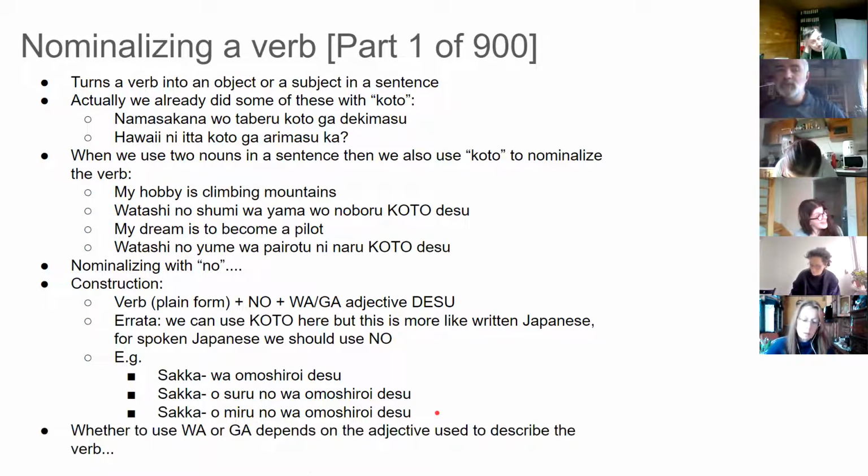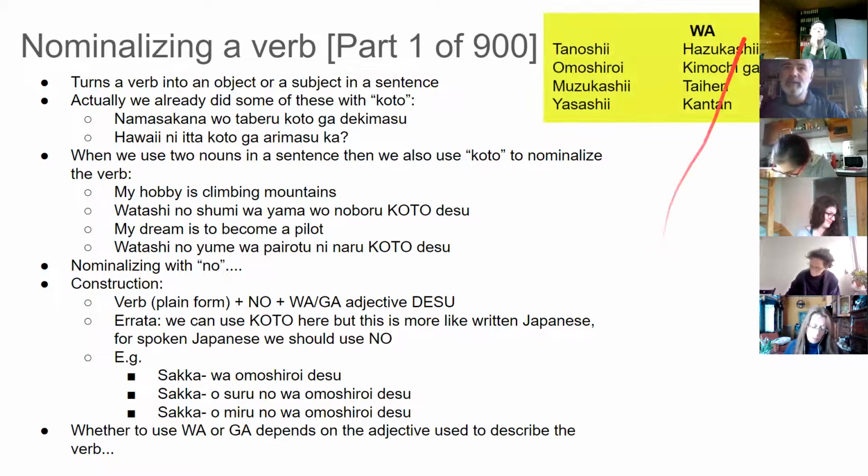Now, whether you use wa or ga in this position here depends on the adjective that you're going to use to describe this nominalized verb. You need to write these down, guys, if you don't already have them. This is the list of adjectives that use wa. You'll need to copy these out if you don't know them.